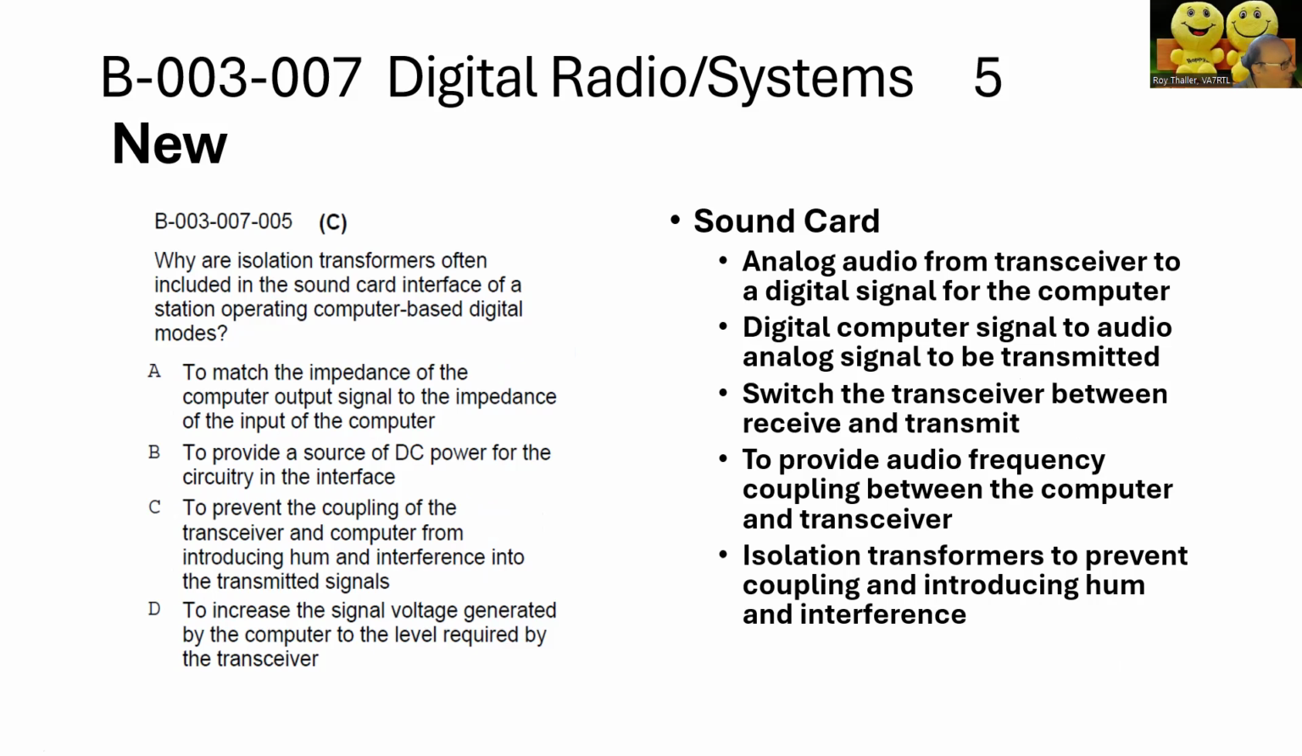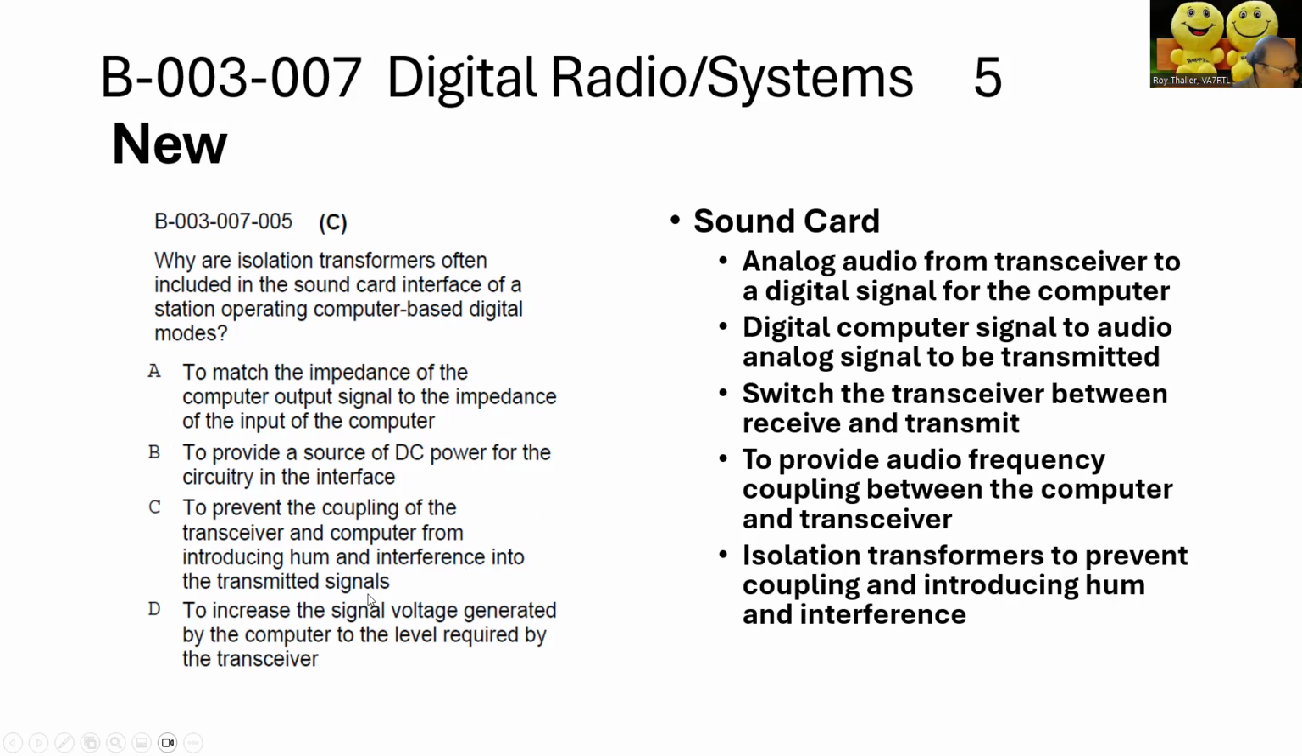Another new question. Why are isolation transformers often included in the sound card interface of a station operating computer-based digital modes? So usually when you talk about isolation, you think of a transformer. So C is the correct answer, to prevent the coupling of the transceiver and the computer from introducing hum and interference into the transmitted signals.